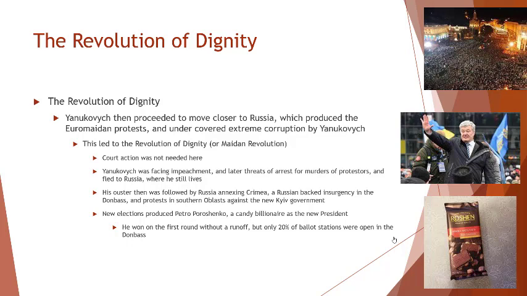You had a lot of protests to Yanukovych being taken out as the president. New elections actually ended up producing a new president, Petro Poroshenko, who was a candy billionaire. So if you've ever bought Roshen chocolate, that's his company. Interestingly enough, this election he wins without a runoff. But if you look in the Donbass, which again is Luhansk and Donetsk, only 20% of the polling stations were open.